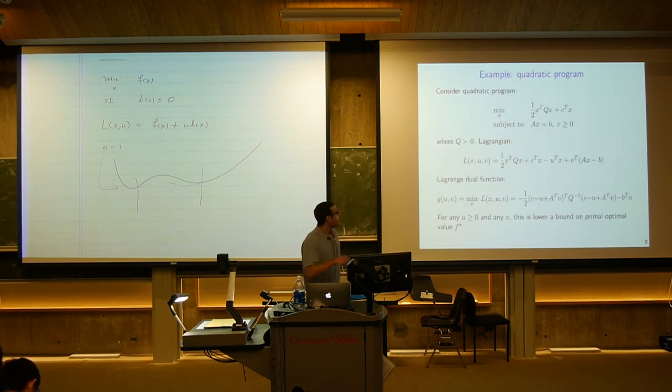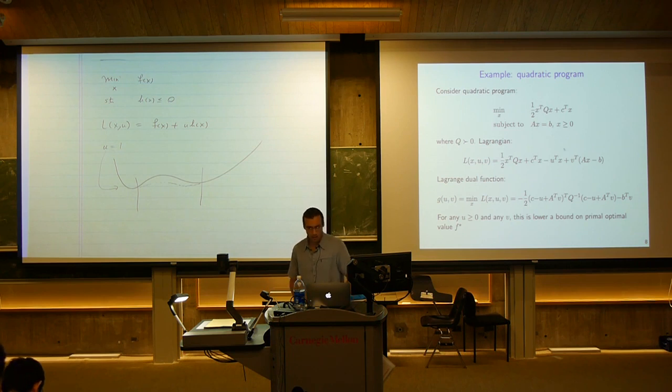So let's go through a slightly more sophisticated example, a QP in standard form. Our problem is going to be 1/2 x transpose Qx plus c transpose x, subject to the equality constraints Ax equals b, and the inequality constraints x being bigger than or equal to 0. Q is going to be positive definite here. We'll say its lowest eigenvalue is strictly positive. That makes this problem strictly convex, right?